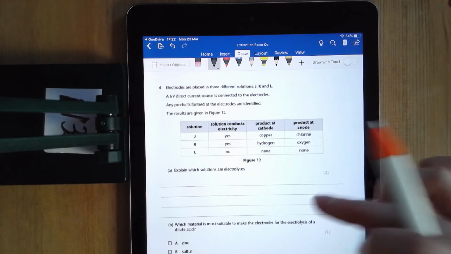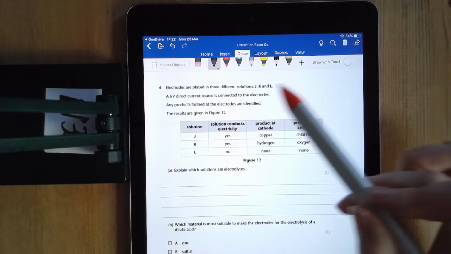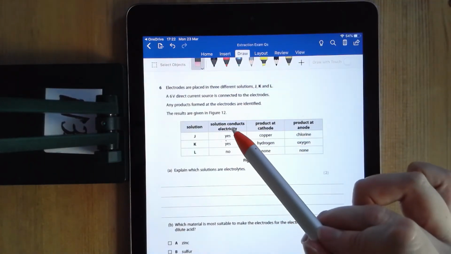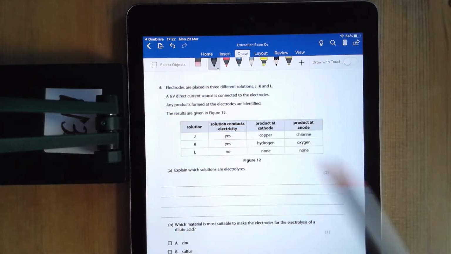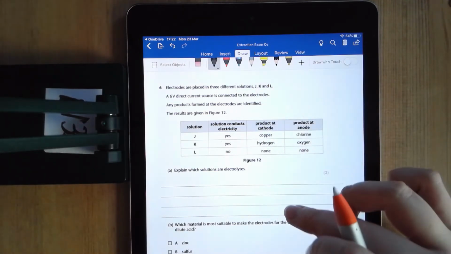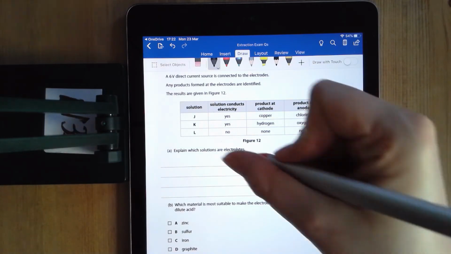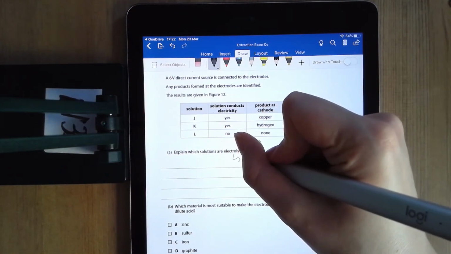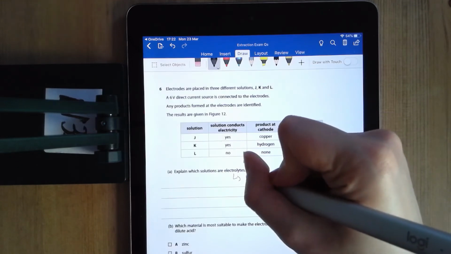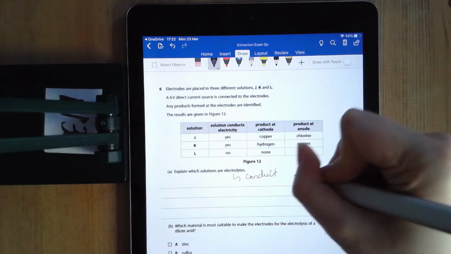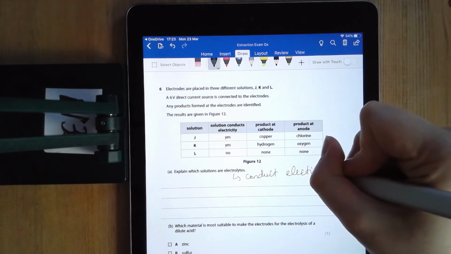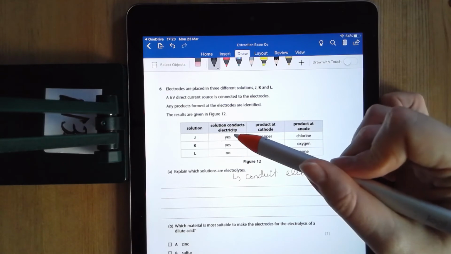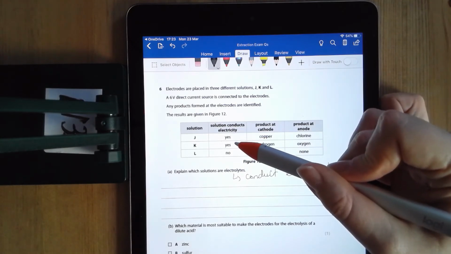If we scroll down to question 6, this is our last question. They're talking about solutions and whether they conduct electricity or not. And then they want to know which ones are electrolytes. Now, this word electrolytes is in your notes, but I don't really think we talked about it in class. Electrolytes is just something that can conduct electricity. So if I want to see which solutions are electrolytes, I just need to look and see if they conduct electricity or not.